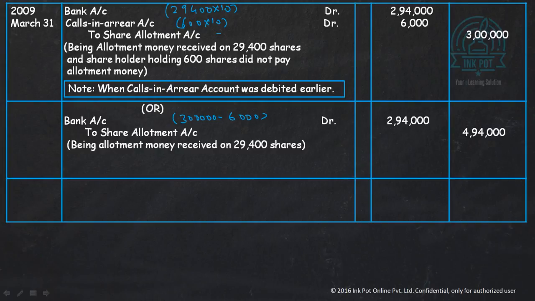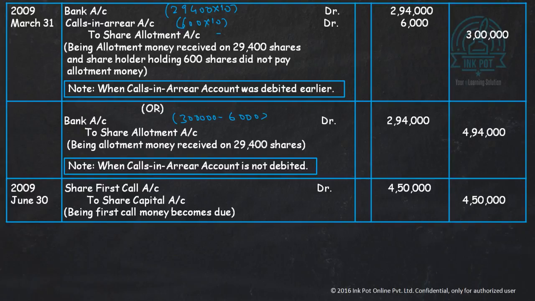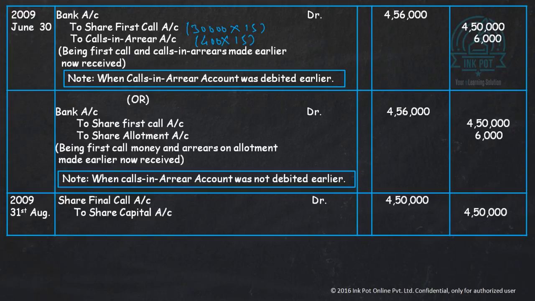Now share first call is being due with rupees 30,000 shares of rupees 15 each. Now along with first call we have received the amount of calls in arrears. This is 30,000 shares and 15 rupees was your first call, and here we had 600 shares for which you had not received allotment, that is being received along with first call. After that the share final call is being due, 30,000 shares and 15 rupees was your final call, which we received on time. That is bank account debit to share final call, full amount is being received.